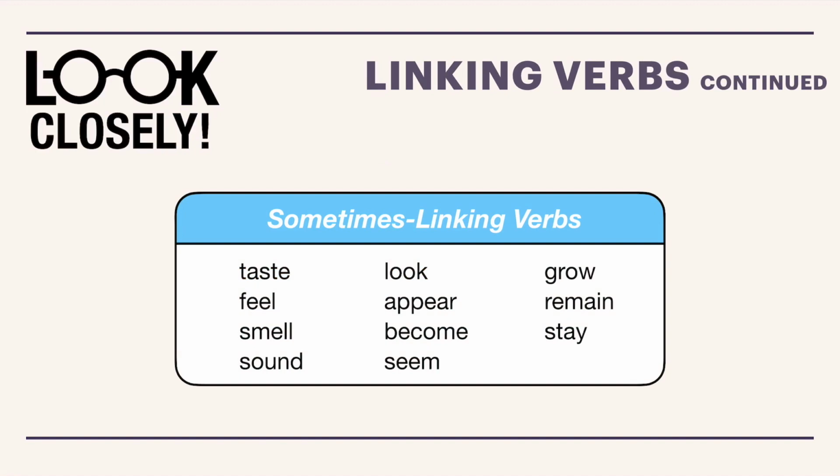So let's go to page 24, and look closely. Now you must memorize the rest of the linking verbs. They are sometimes called sometimes linking verbs, because sometimes they link and sometimes they show action. These are taste, feel, smell, sound, look, appear, become, seem, remain, grow, stay. Make sure that you memorize these: am, is, are, was, were, be, being, been, taste, feel, smell, sound, look, appear, become, seem, grow, remain, stay. We will have a quiz over all of these.